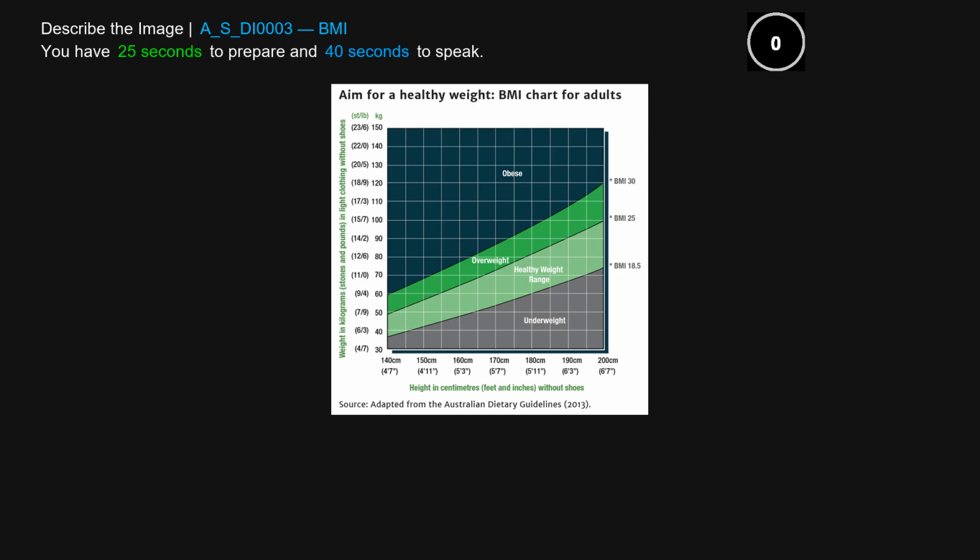The line graph gives information regarding the aim for a healthy weight BMI chart for adults. It gives the information regarding various categories, that is obese, overweight, healthy weight range, and underweight. It also gives the information regarding the y-axis and the x-axis. The y-axis shows the height in centimeters. On the other hand, it shows the information regarding BMI weight in kilograms as well.